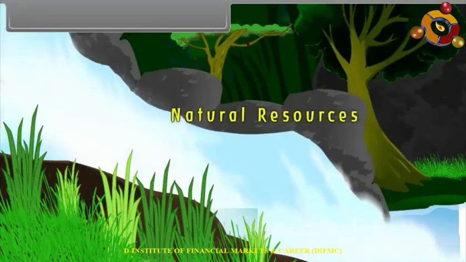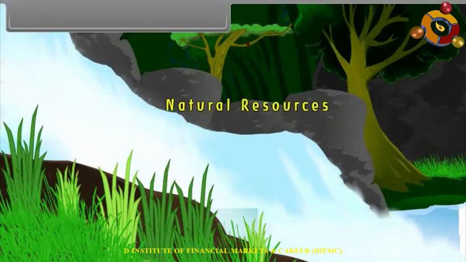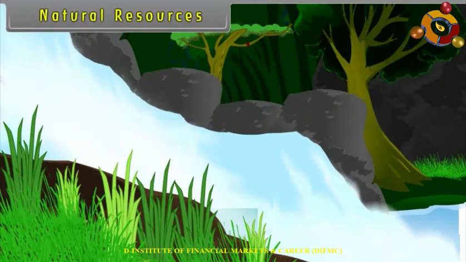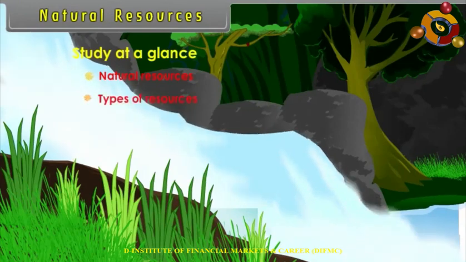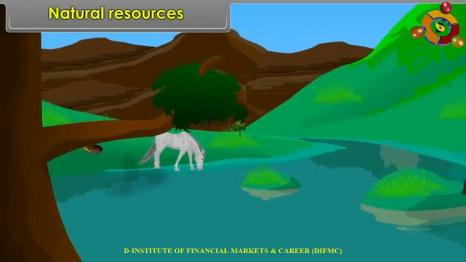Natural resources. Study at a glance. Natural resources. Types of resources. Classification.